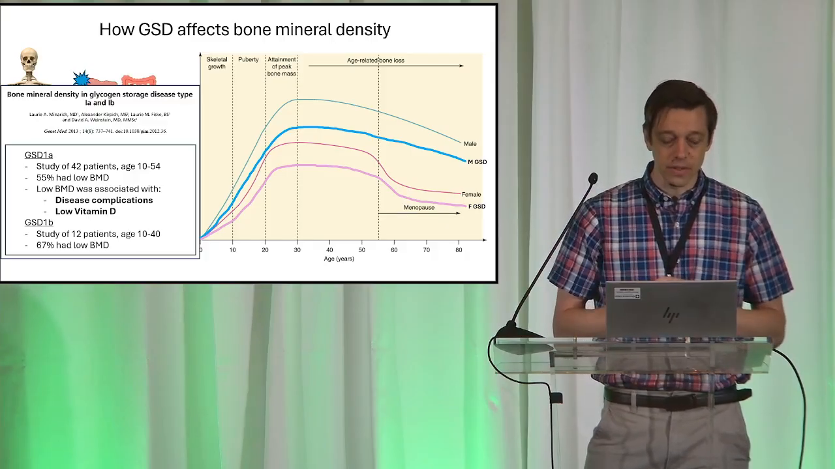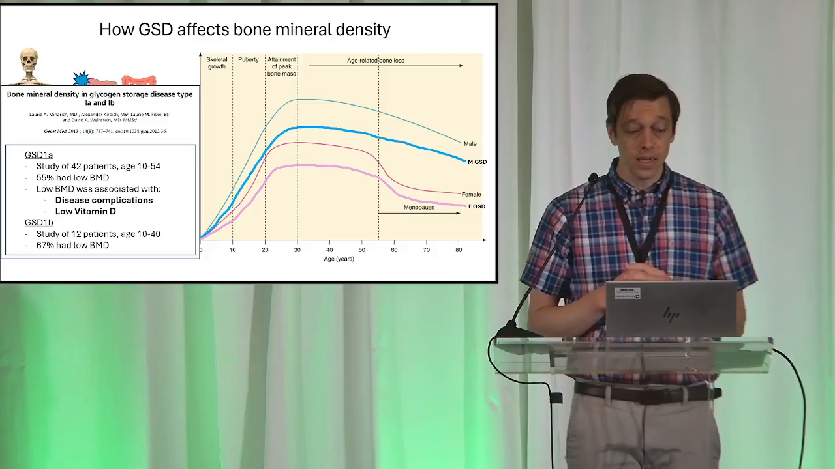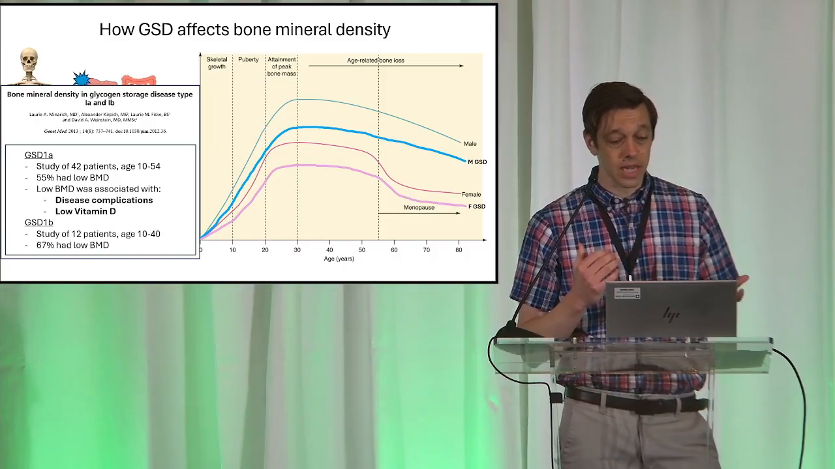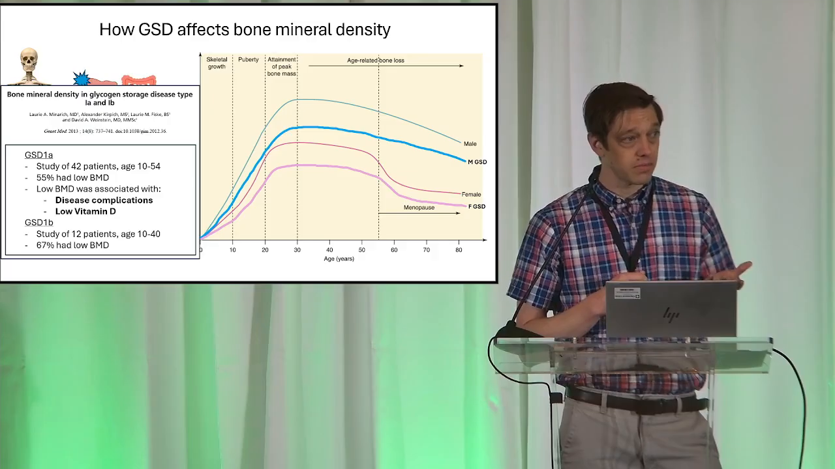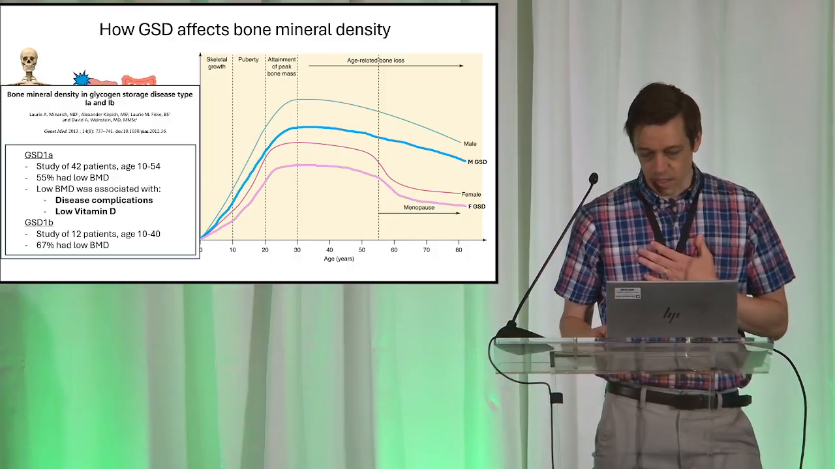considered vitamin D deficiency. And then in GSD type 1B, the population was smaller, 12 patients, again aged 10 to 40, but they found that 2/3 of them had low bone mineral density at the time of the study.